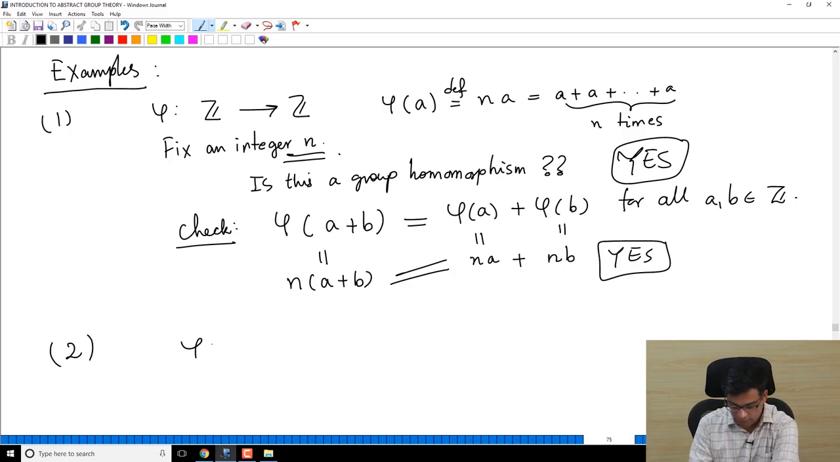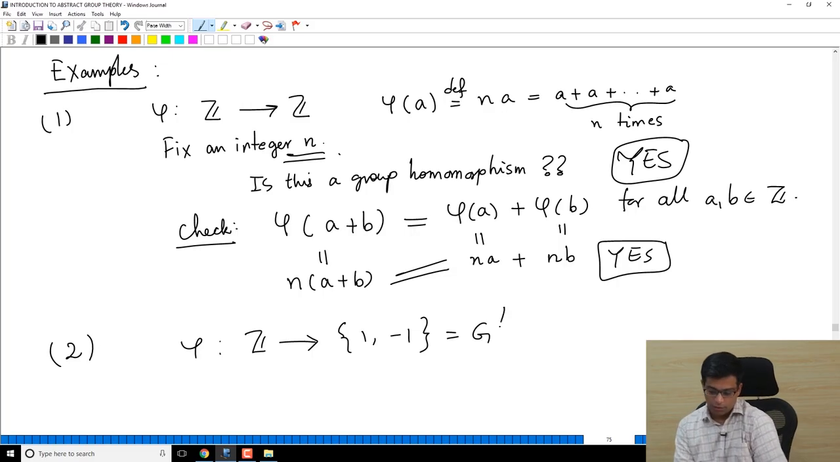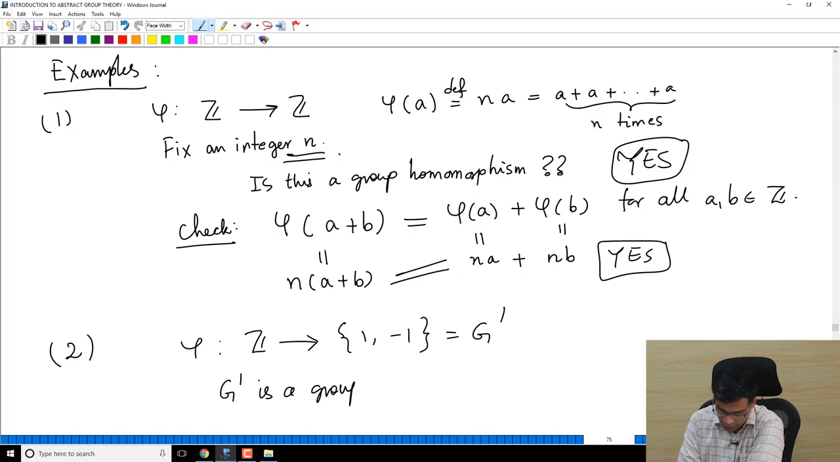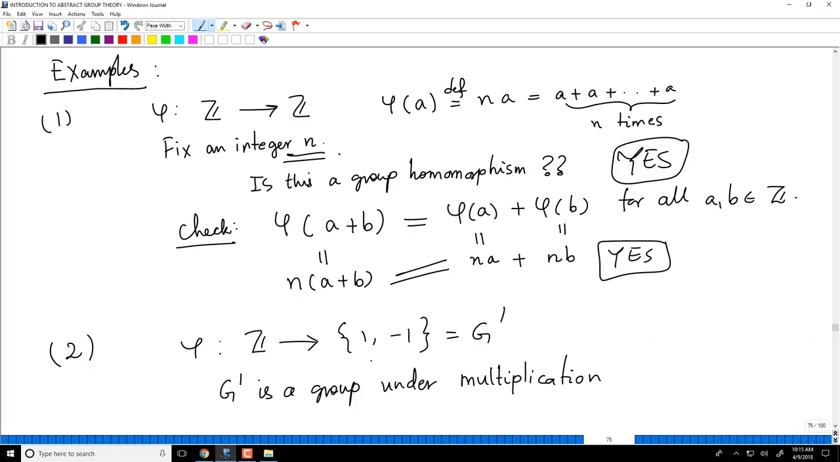So let's say I consider phi. I'll keep using the letter phi for all these homomorphisms. Let's say I have {1, minus 1}. I take this to be G prime. We have not seen this explicitly before, but is G prime a group? It is, under our usual multiplication, right? Because 1 is the identity element. And minus 1 is the second element.